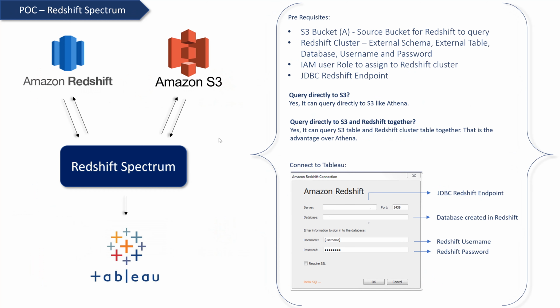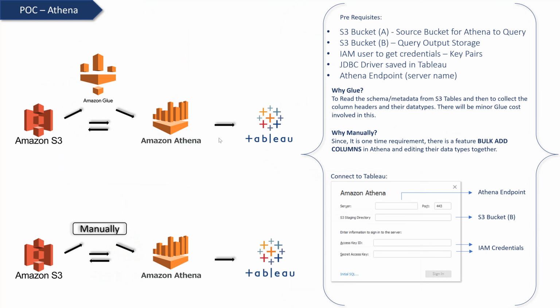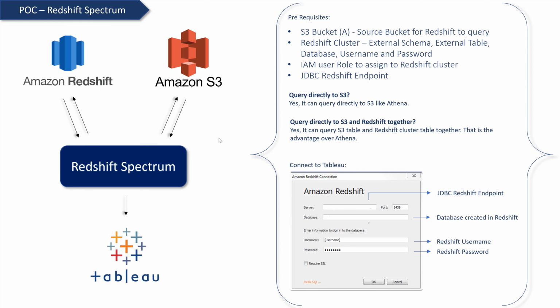In my previous presentation, I mentioned all these points, the prerequisites related to Athena, but in Redshift Spectrum, you just need an S3 bucket here. So the source bucket for Redshift to query. Just imagine if you want to query an S3 table, of course, you need that table in a bucket. So your existing bucket is this one.